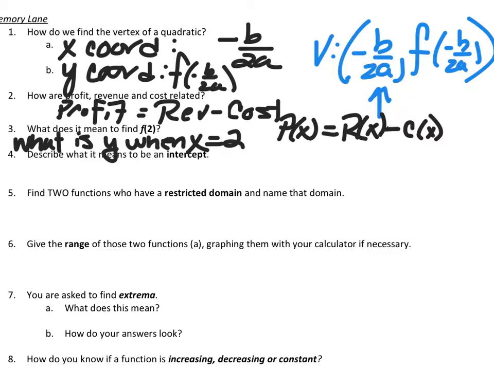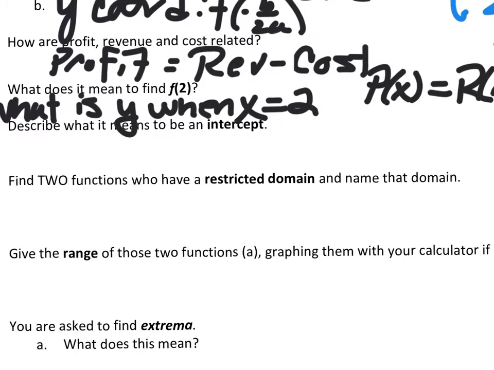Next one, number 4. Describe what it means to be an intercept. It just means when your curve hits the axis, whether it hits the x-axis or the y-axis. I'm not going to write that one down. The next one, find two functions who have a restricted domain and name that domain.